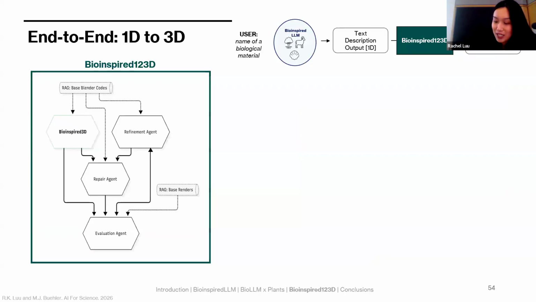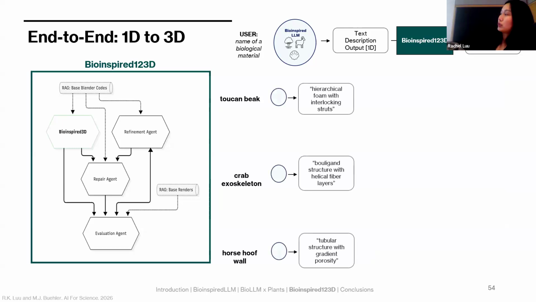But before I get too ahead of myself, I want to bring it back to where I started, which was showing how we could integrate this bio-inspired 1-2-3 system with bio-inspired LLM. We set up this workflow where essentially all the user has to do is input the name of a biological material. In this case, we have toucan beak, crab exoskeleton, and horse hoof wall. From there, our biological oracle translates these, using its knowledge about biological materials and their structures, into design prompts.